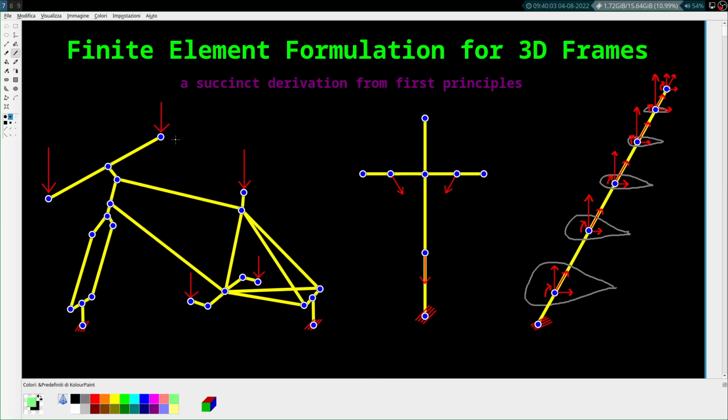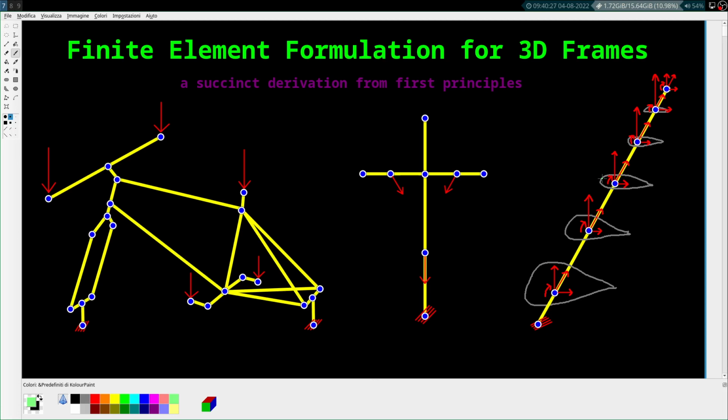You don't need a trillion cubic elements, nonlinear analysis to model a bike frame or even a wind turbine blade like I drew here on the right. And so by the end of the video, you'll be able to implement a full 3D frame finite element analysis, and you'll be able to simulate anything you can imagine that consists of these slender members.